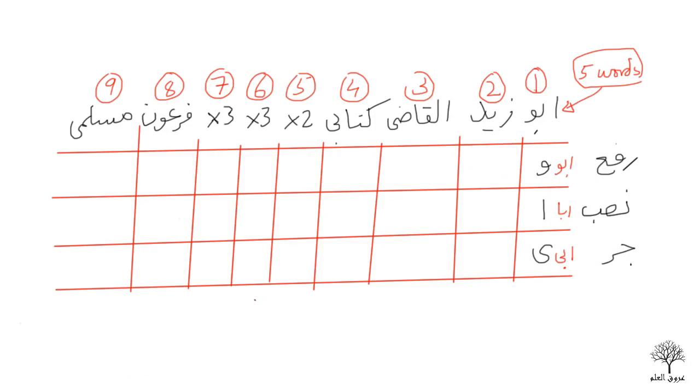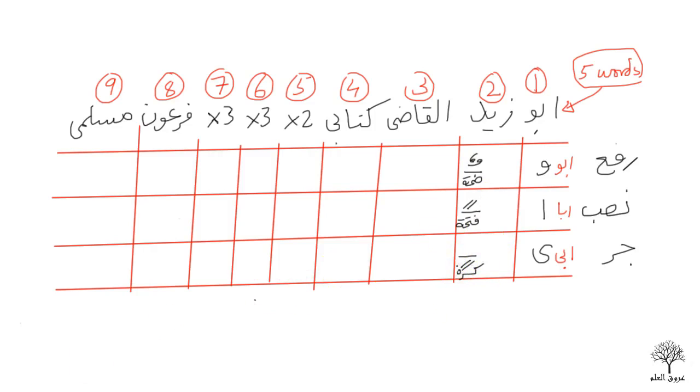Okay, the next. This is the second one. This word in the rafa state will take dhamma. It'll either have 1 dhamma or 2 dhammas. In the nasab state, it will take fatha. And in the jar state, it will take kasra. Now, if it has an al on there, then it will be a single dhamma, a single fatha, or a single kasra. So this is known as the dhamma symbol, this is the fatha symbol, and this is the kasra symbol.